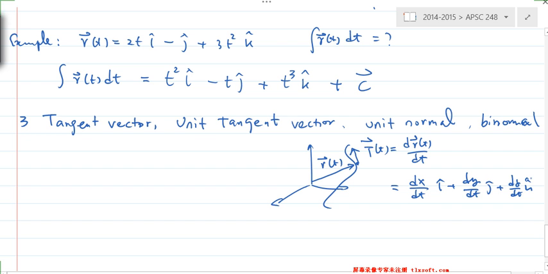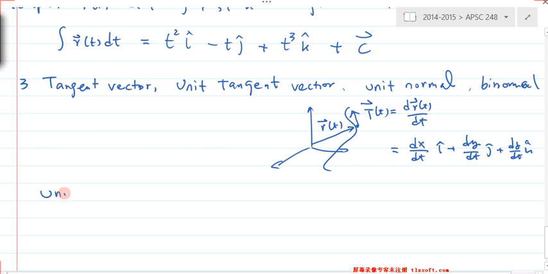So what's making it a little more sophisticated or complex is the next one. We're going to get the unit tangent vector. By the name of the unit tangent vector, I think it's pretty simple. You're going to normalize this tangent vector to make the length equal to 1.